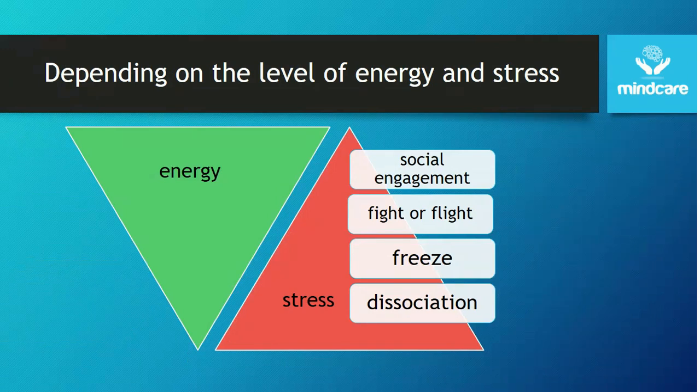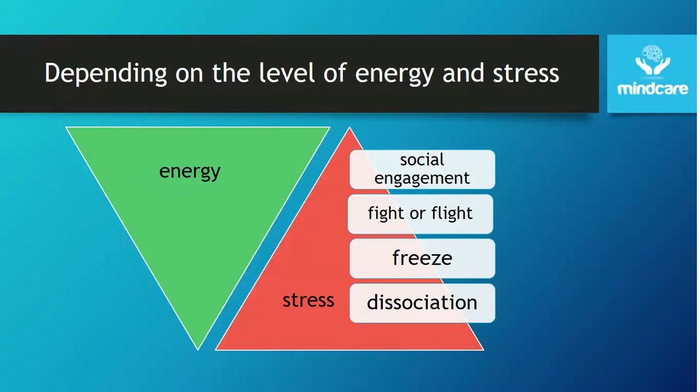Well, depending on the level of energy and stress, we have all those stress reactions. If you have a lot of energy and the stress is not very high, you go into social engagement. If energy is a bit lower and stress is a bit higher, you go into fight or flight. If stress is even deeper and the energy falls, it's freeze. And the last phase, when the stress is tremendous and you've got very little energy, you can go into dissociation.